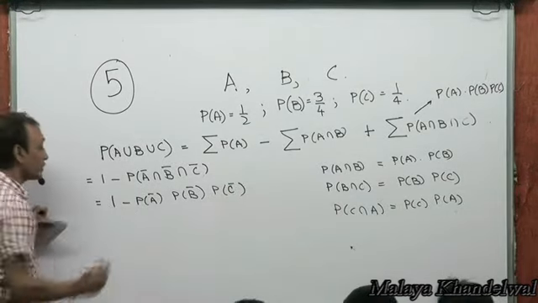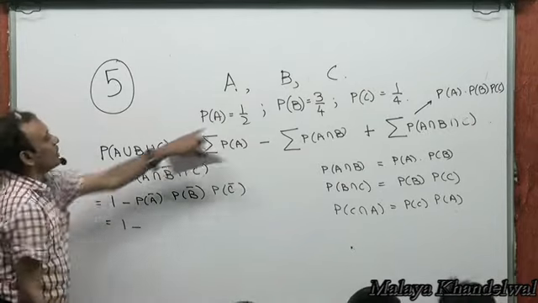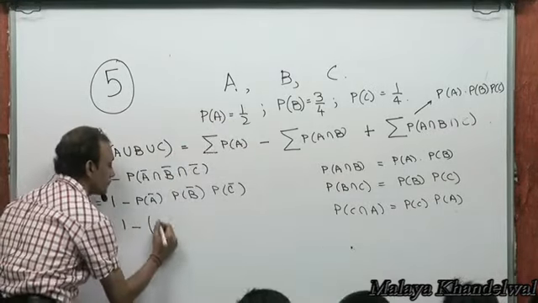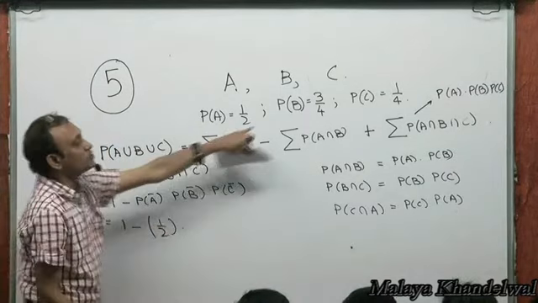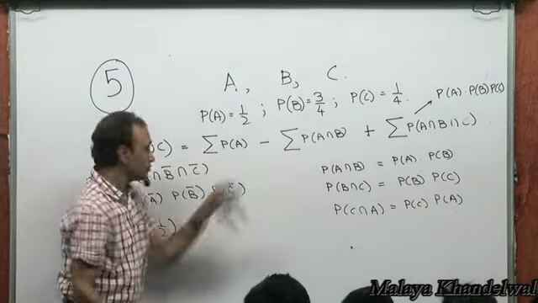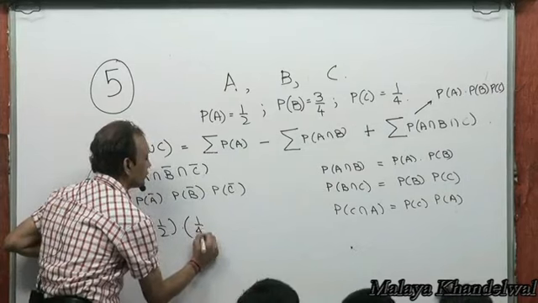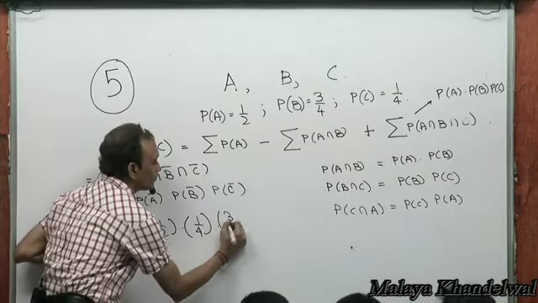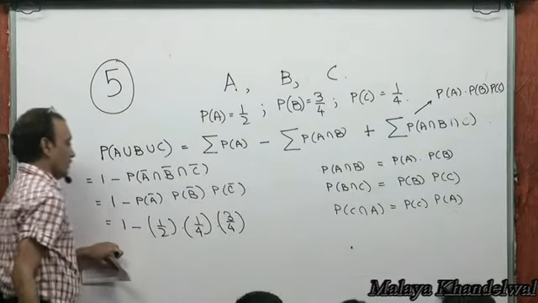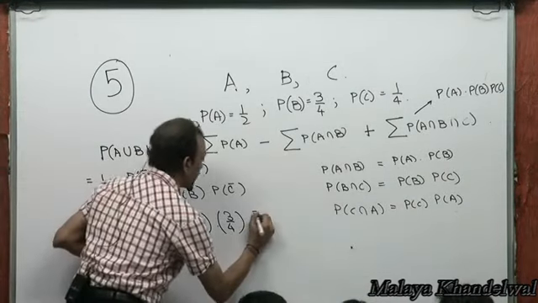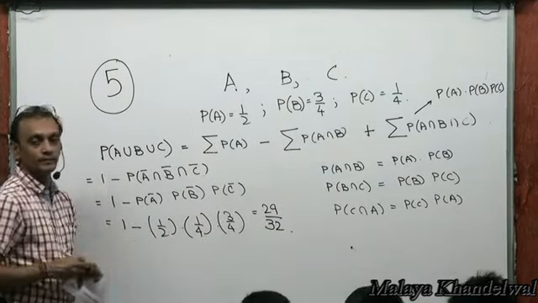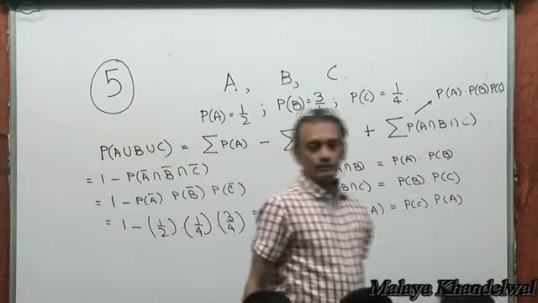Yes or no? The probability that A does not solve would be 1 minus half, right? The probability that B does not solve is 1 by 4. The probability that C does not solve is 3 by 4. Yes or no? 29 by 32 is the required probability. Right?